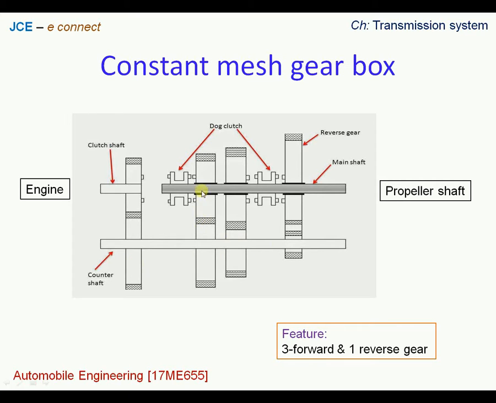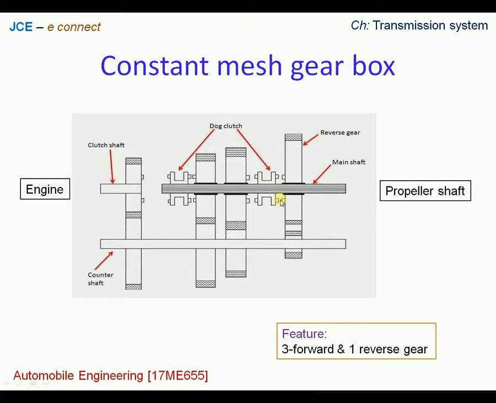The smallest one is gear number 1, followed by 2, 3, and the 4th one. And on the other side we have a splined shaft, and this shaft is called as a main shaft. It is also called as output shaft. Onto this main shaft we have again 3 wheels, gears, which are mounted, followed by dog clutches, which we can see, one on the left side, the other one on the right side.